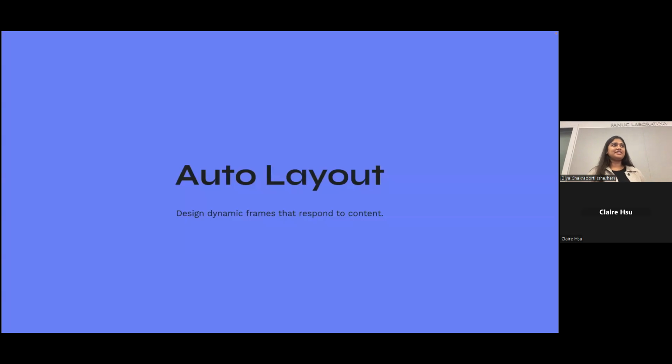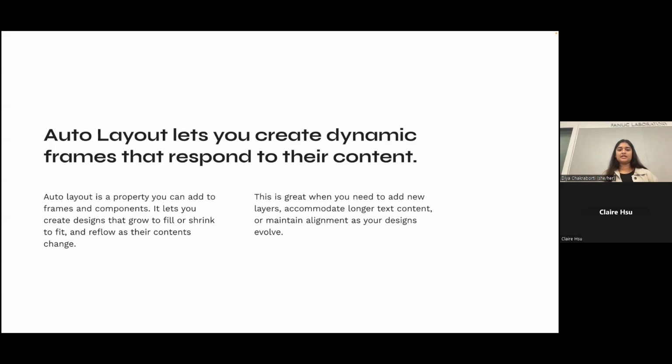All right, so let's dive into auto layout. And the little subtext is design dynamic frames that respond to content. So you're probably wondering, what is auto layout? You can kind of tell from the name, but it basically lets you create dynamic frames that respond to their content. So far you've been probably raw dogging Figma.